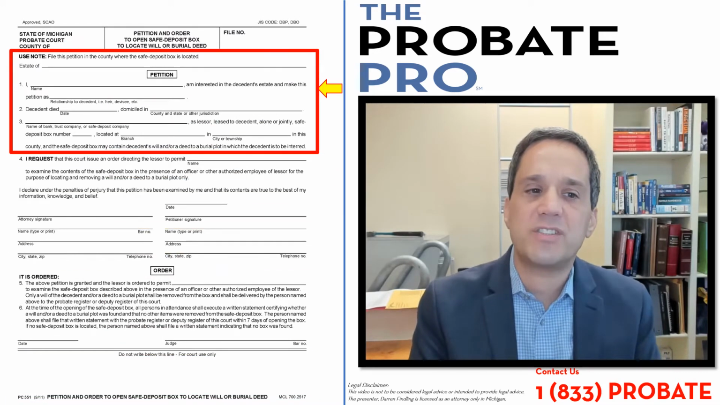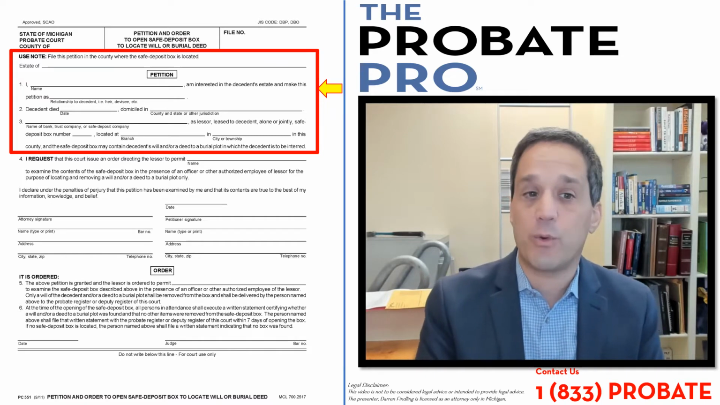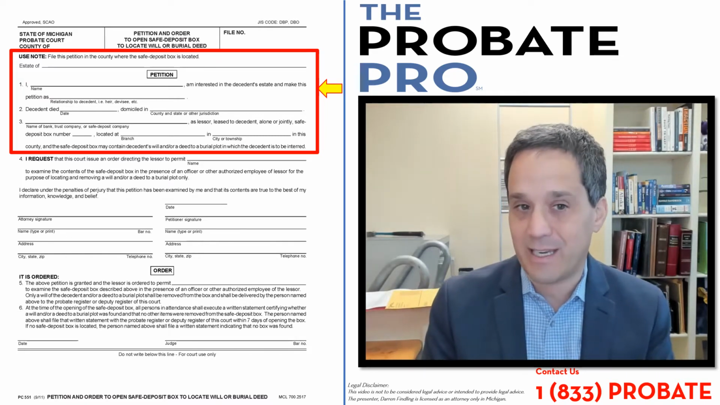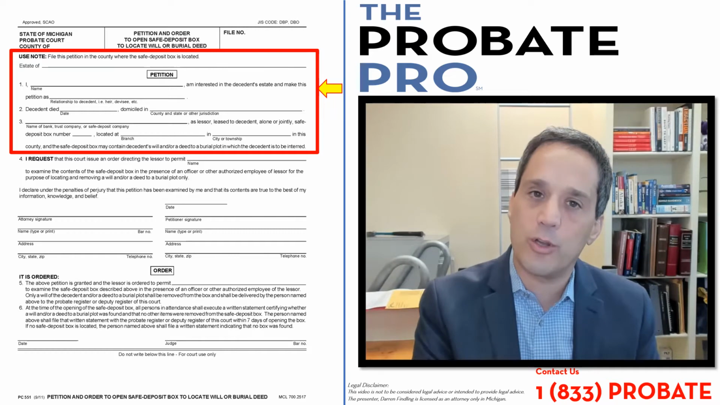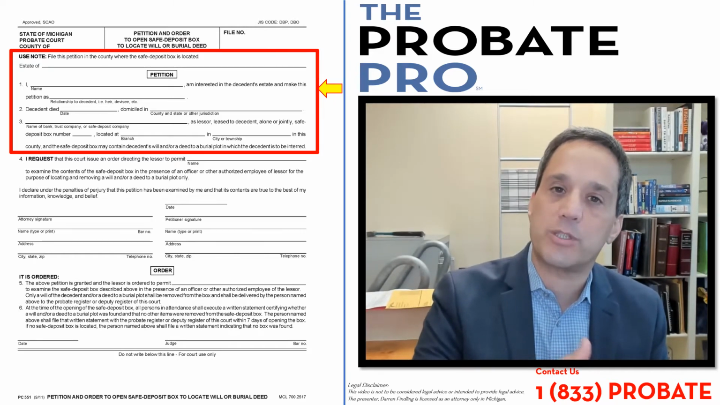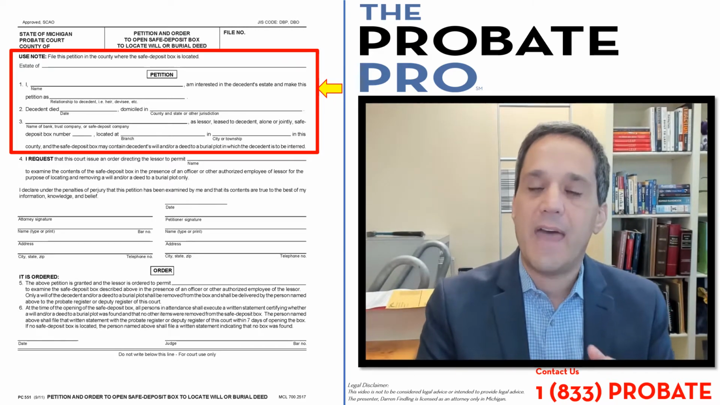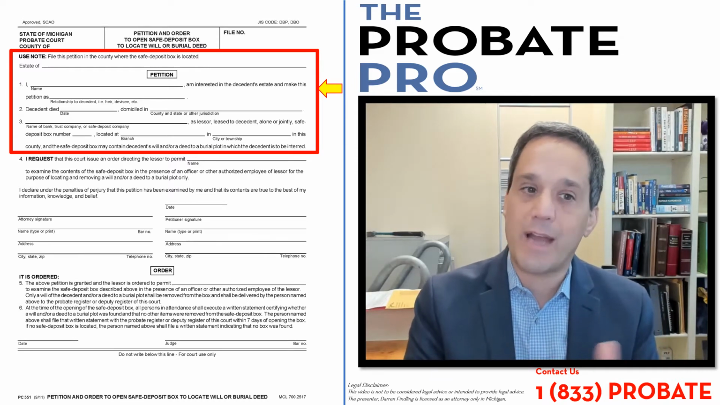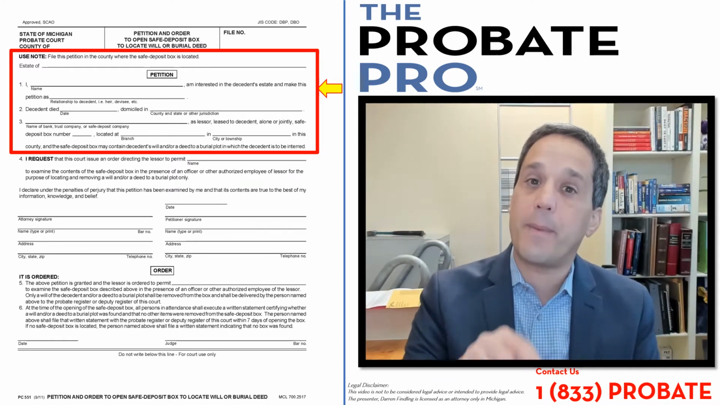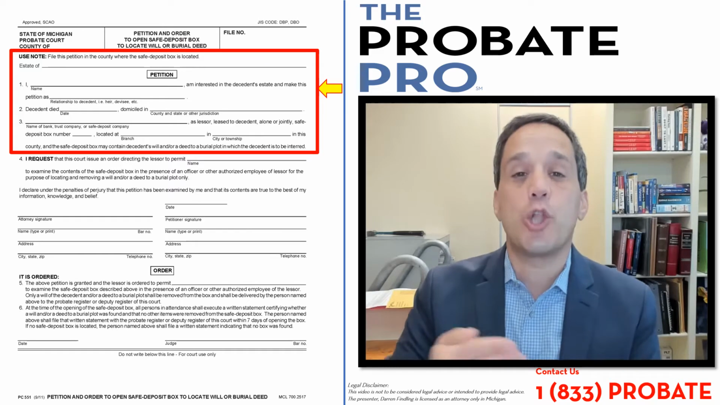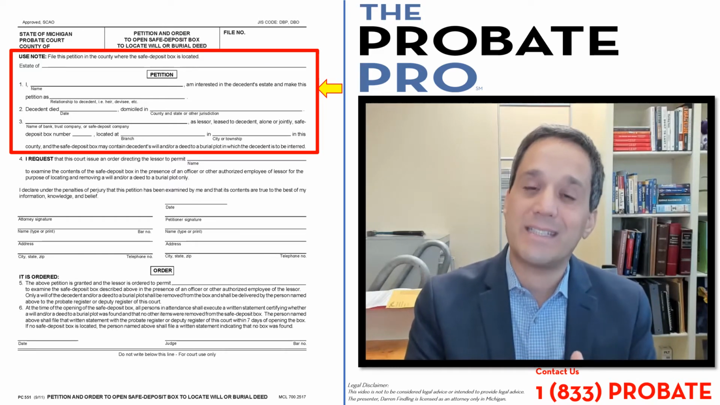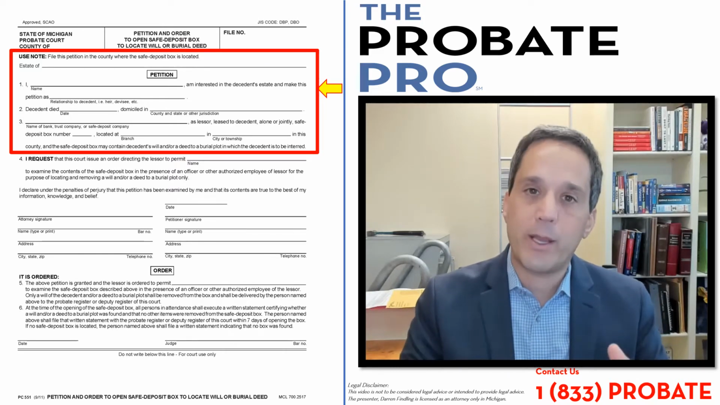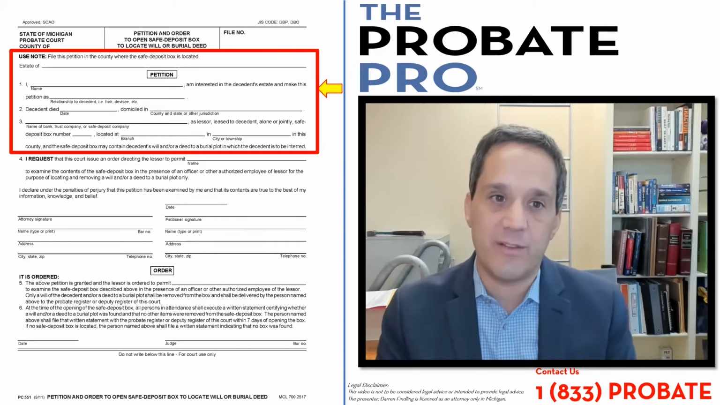At the top, you'll see you file the petition in the county where the safe deposit box is located. And I had referenced earlier that you do it in the county in which the person was domiciled. And that actually is not correct. You do it in the county in which the safe deposit box exists, as long as the safe deposit box is in a county in which the probate court has jurisdiction over that individual.